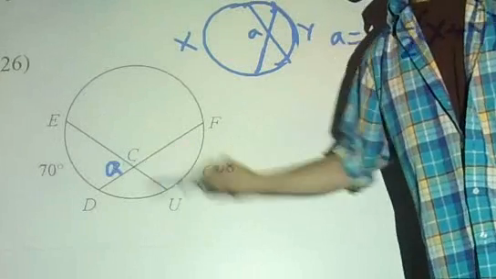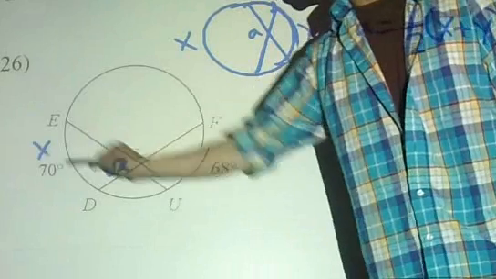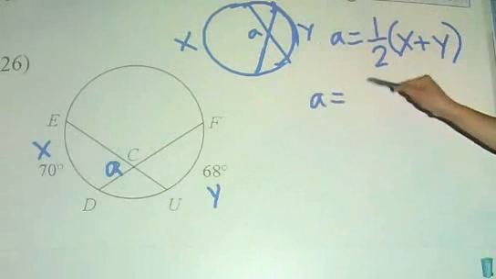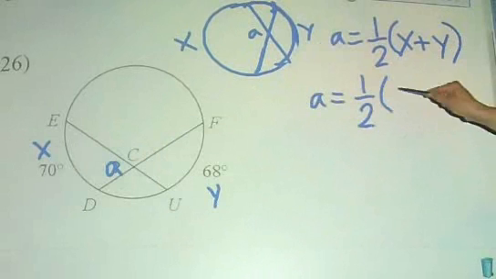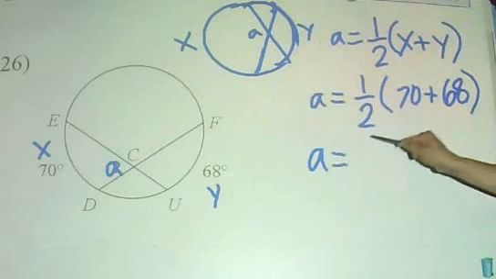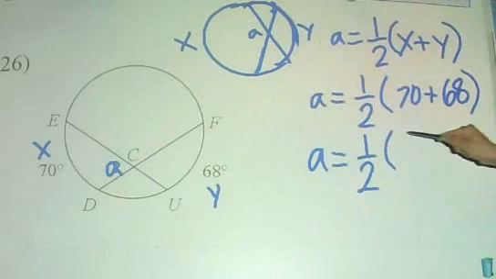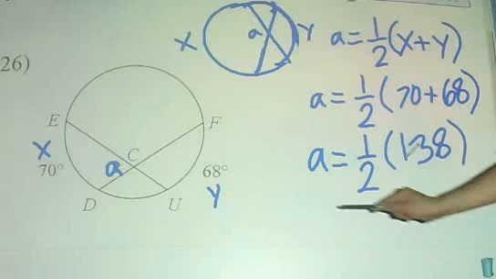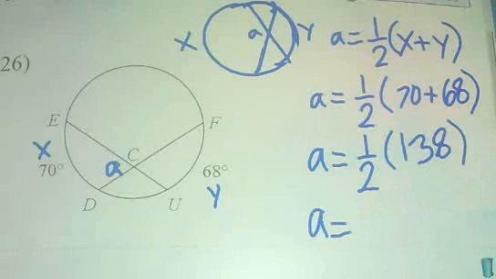So the question mark is A, 70 is X, and 68 is Y. So we're just going to label everything in here, substitute them in. X is 70, and Y is 68, all right? So I add those up, and I get 138. And what's half of 138? Well, 69, right? So there we go.